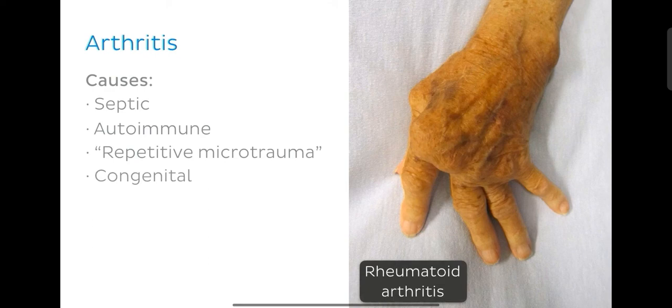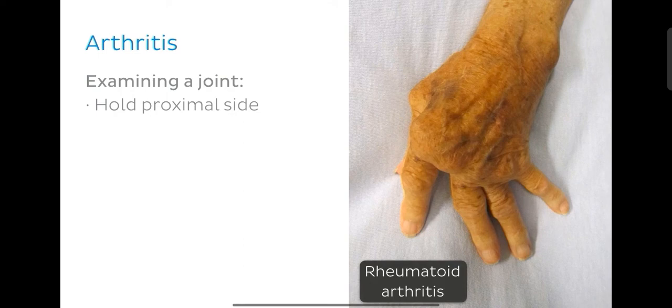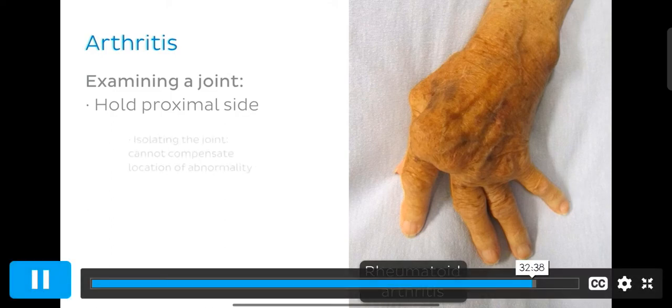By knowing the movements and by combining that with knowledge of joint anatomy, you can narrow down where the problem is within the joint, like here with the ulnar deviation of the fingers. Tip for examining a joint: if you're not sure what movements are possible at a particular joint, you can test it on yourself by holding the proximal side of the joint and seeing what movements you can still manage. This is isolating the joint.